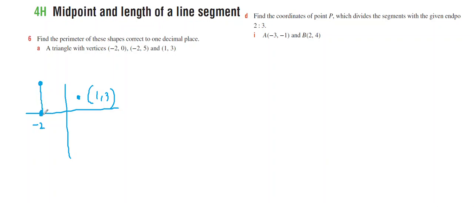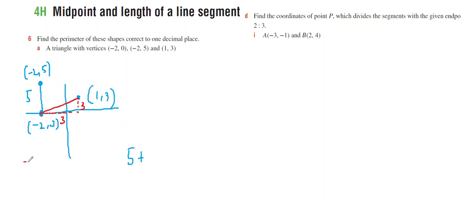So I know straight away that that is 5, because that's -2 and 5, that's -2 and 0. So 5 is one of the sides of my triangle. Looking at this side of the triangle, I need to work out that length, and I know that from there to there will be -3 across to 1 or 3, and we have a rise of 3.